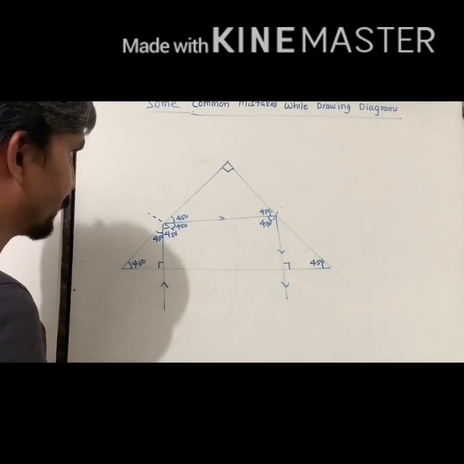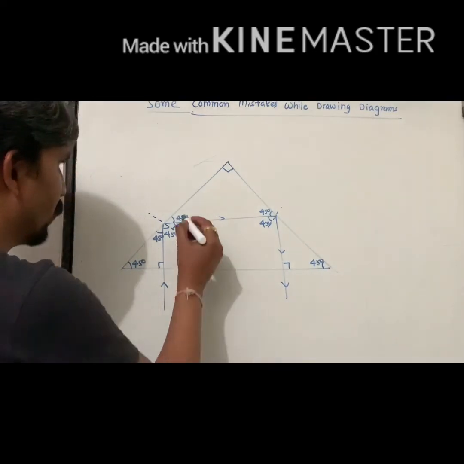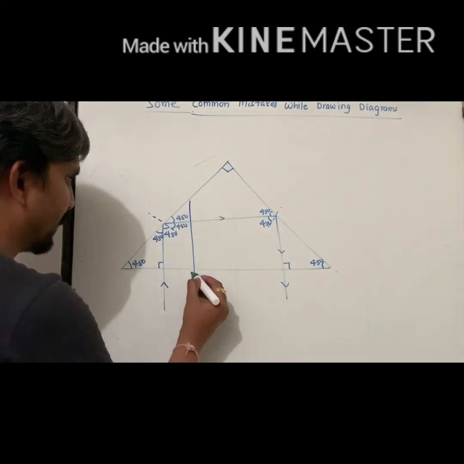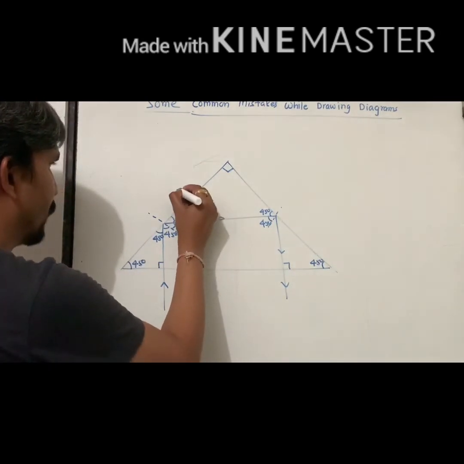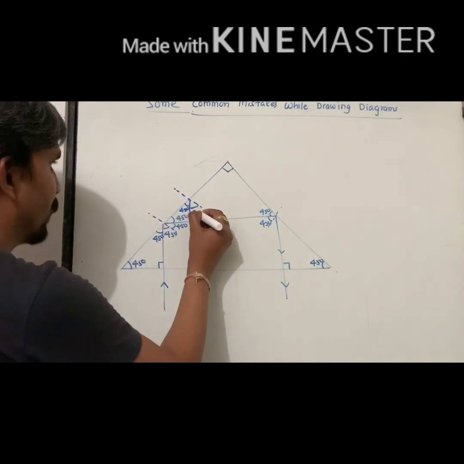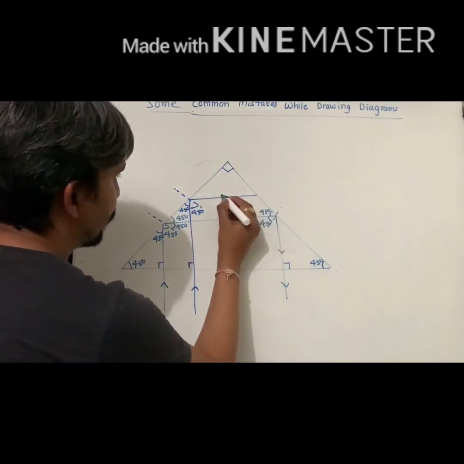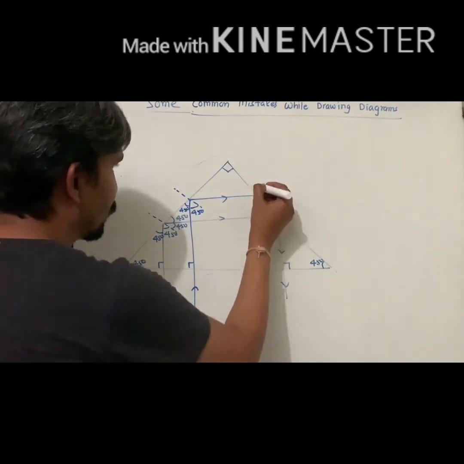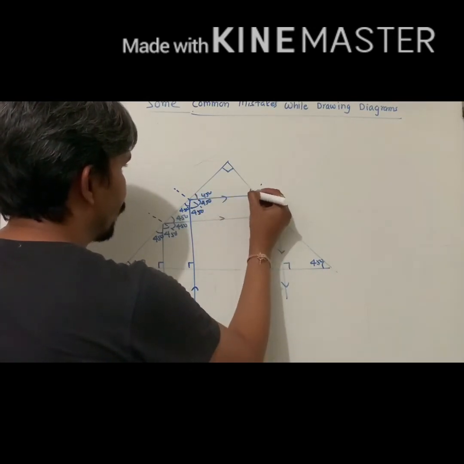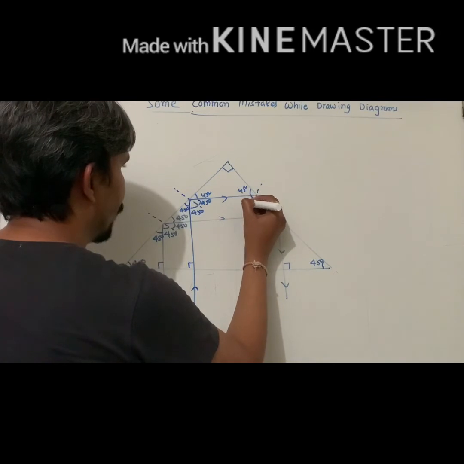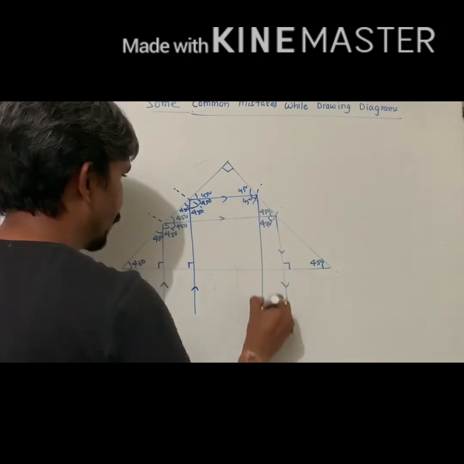This is one ray. The second ray will go like this. This is my second ray. This is 90. This is 45 degrees. This is the normal drawn. 45 degrees. It will go like this. Right? Here also 45 degrees. And it will reflect like this.